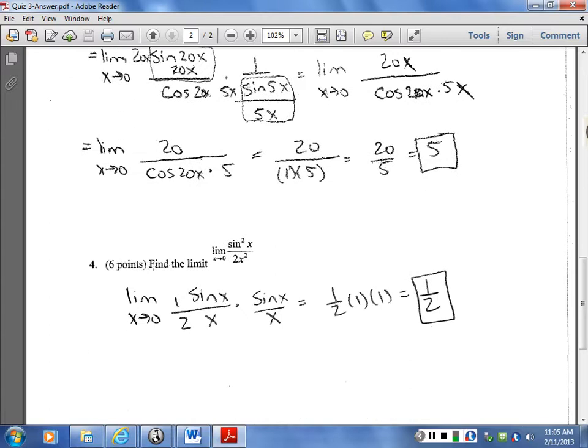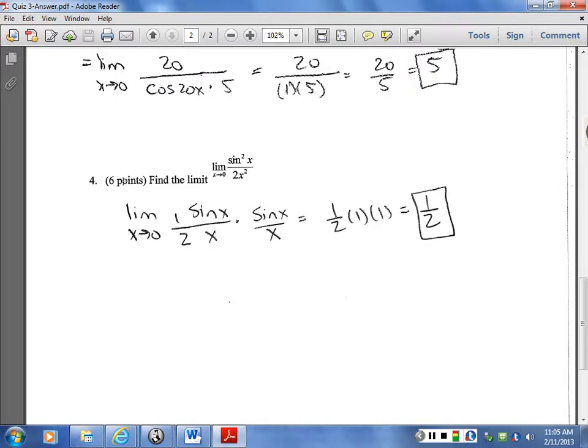Number 4. There's a couple different ways you could write it. You could write it as sine of x over x, quantity squared, and we know that goes to 1. So we're left with 1/2 times 1, or 1/2 times 1 squared. We get a half there.